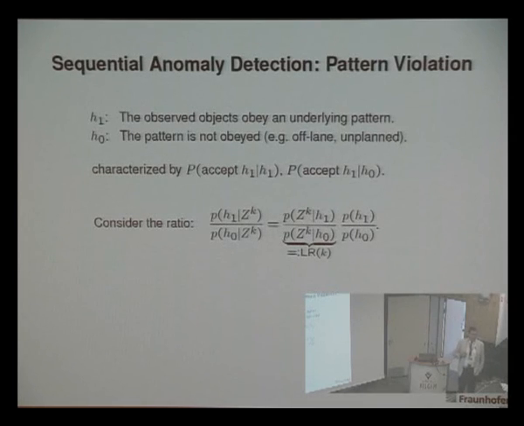Well, if the plan is kept, what can we do if the plan is not kept? If the plan is violated? Well, then the Bayesian formalism gives us the possibility to detect anomalies by pattern recognition, by pattern violation. The basis is a decision process. We assume two hypotheses and decide between these two hypotheses in a sequential manner. Hypothesis 1 means the observed objects obey an underlying pattern. Hypothesis 0 is this pattern is not obeyed. Off-lane motion, unplanned motion.